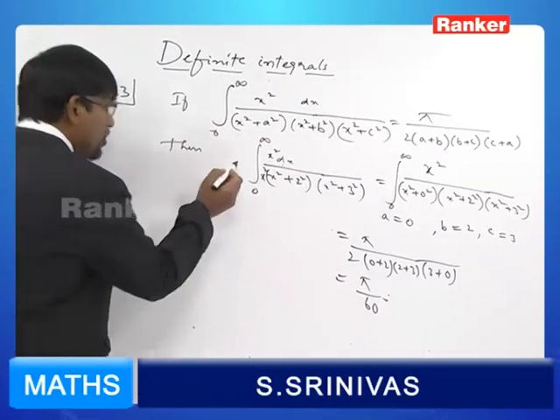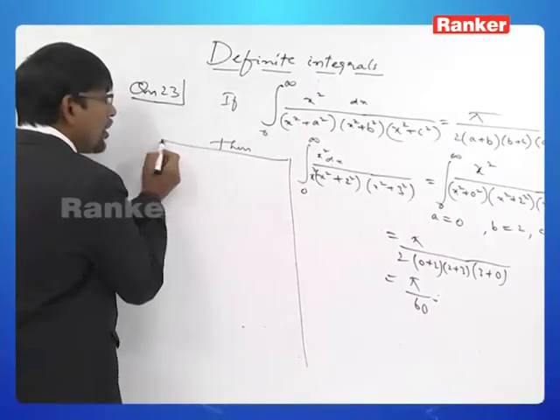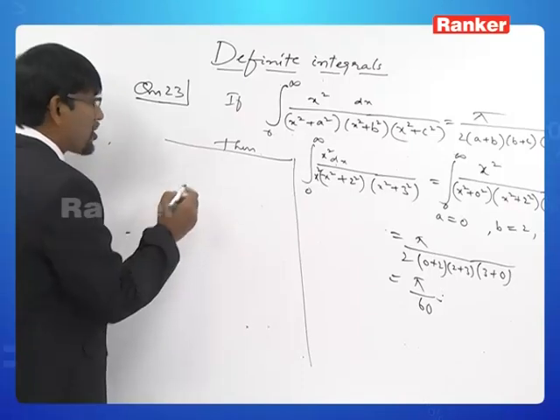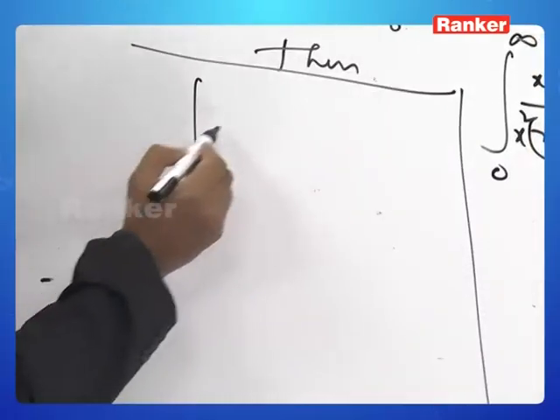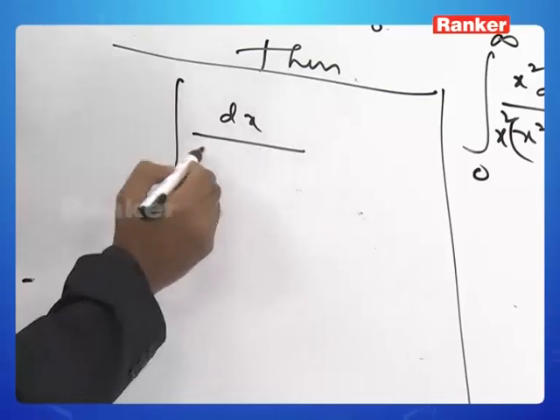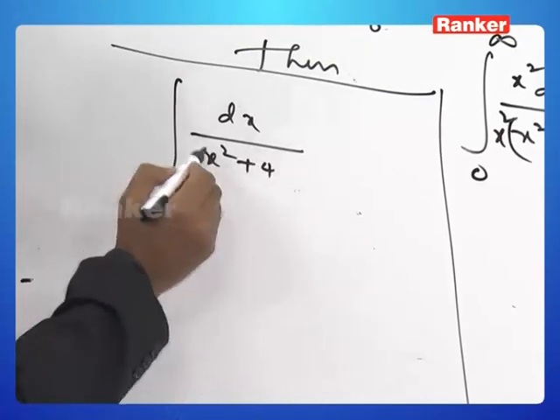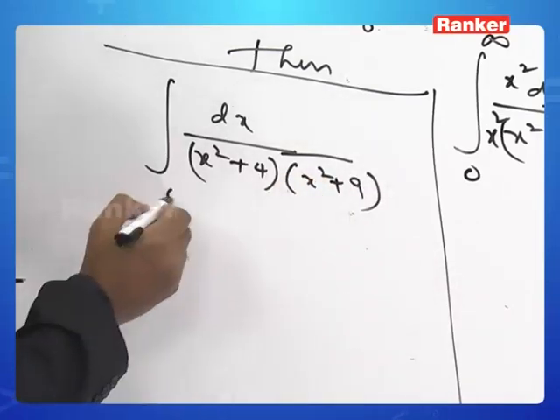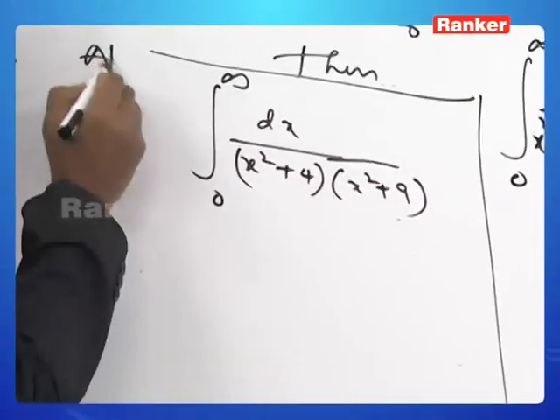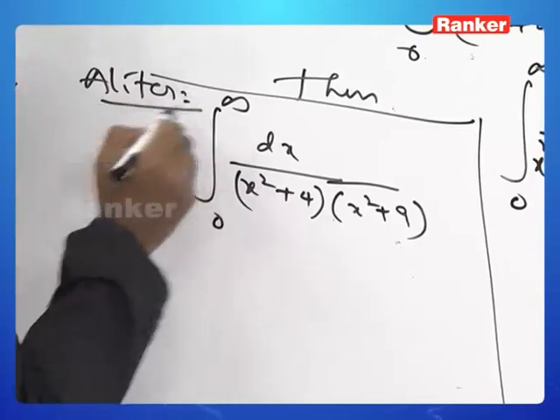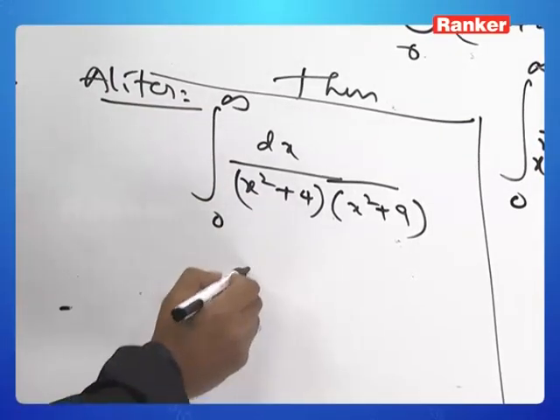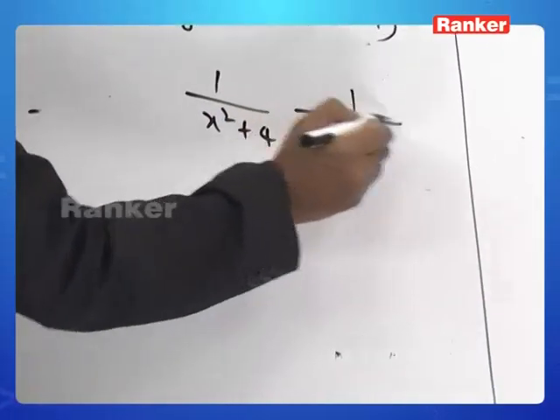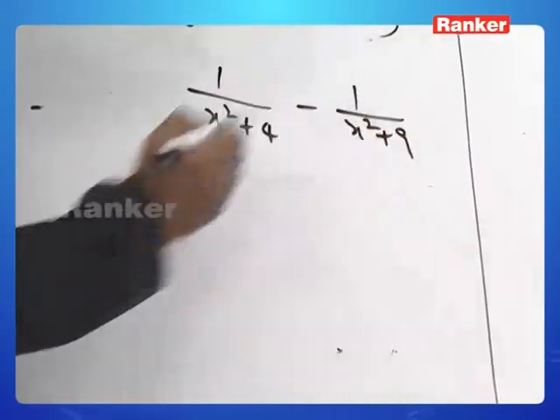We have an alternative approach also. We can actually do it using the method of partial fractions. What is it? Integral of dx by x square plus 4 into x square plus 9, 0 to infinity, alternative method, aliter. What I do is, I will split it into fractions like this.